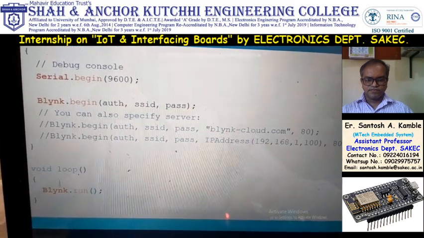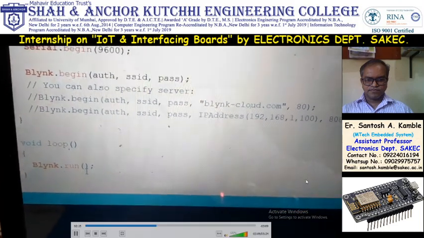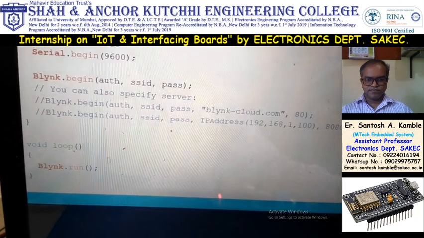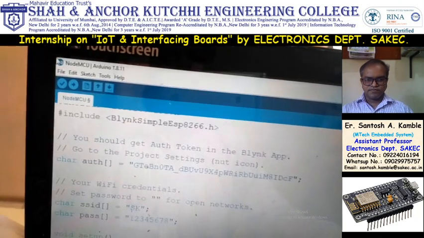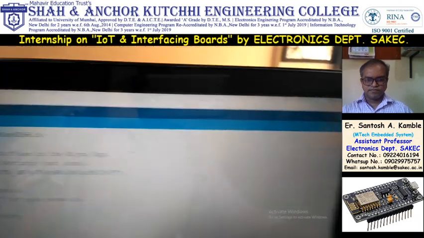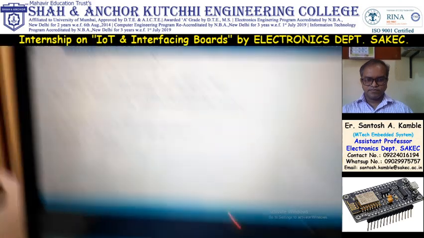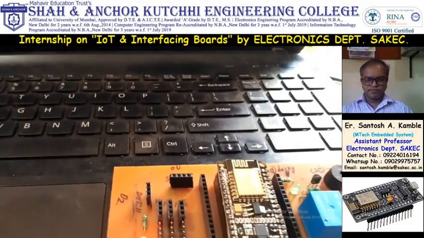Then in loop you have to write down Blynk.run. Now the 115200 baud rate is operated inside this Blynk library, so no need to initialize anything here. You have to upload this code. After uploading the code, we have to observe it on the serial monitor. So before that we will click on upload, and now we'll see the hardware.